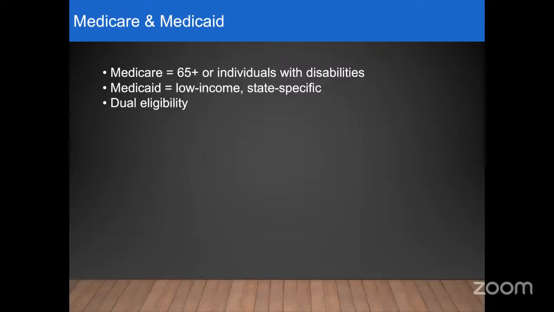And usually the cutoff for low income in order to qualify for Medicaid is around $20,000 for an individual, or around $40,000 for a family of four. And in certain circumstances, people can actually be eligible for both.